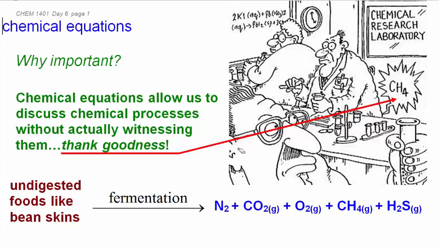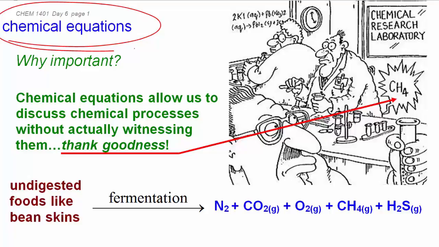Chemical equations. Did you ever hear the rhyme, beans, beans, magical fruit, the more you eat, the more you toot? Well, that's a good example of a chemical reaction where you really don't want to be around to witness it. So chemical equations are going to allow us to do just that, to make predictions and to be able to understand some chemical processes without even being there.